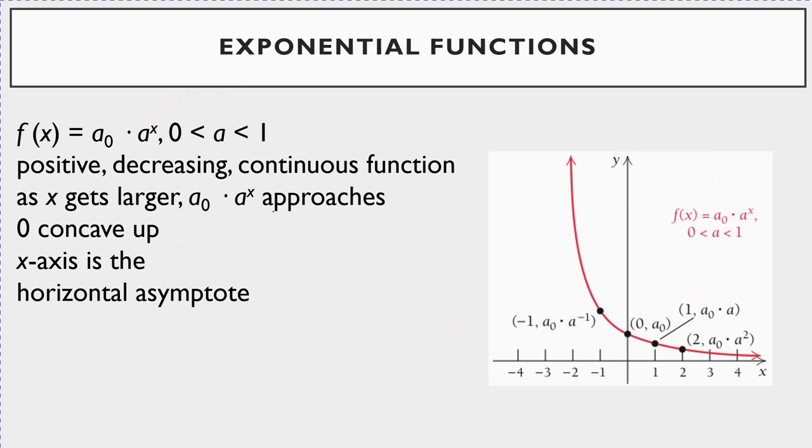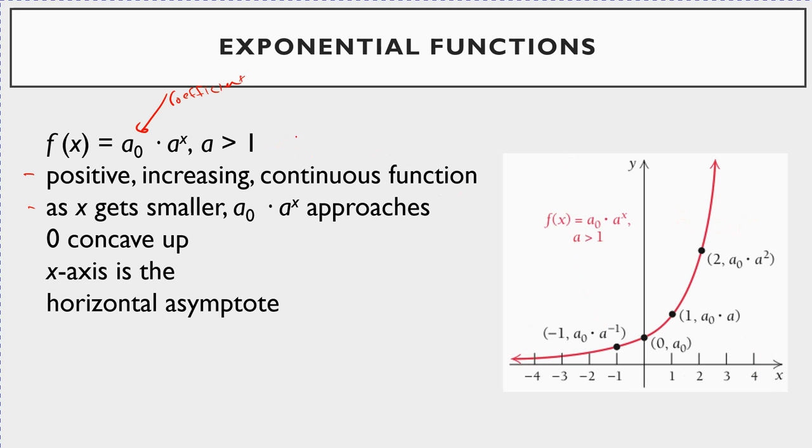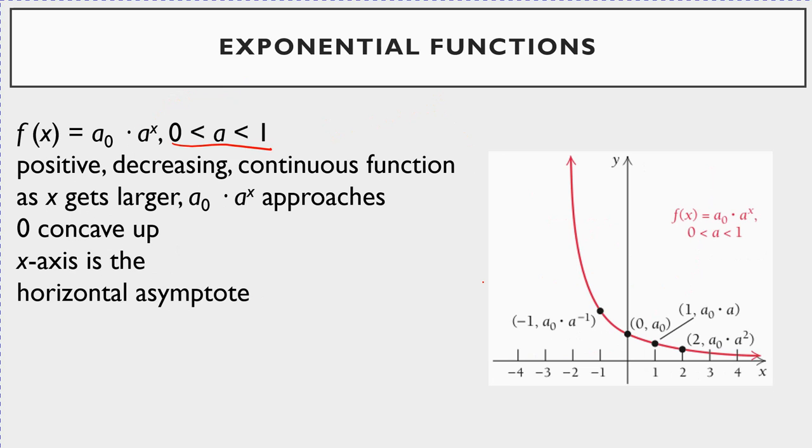The flip side is if a is between 0 and 1, so it's like a fraction. Let me go back for a second. Something like 2 to the x, the graph would look something like this. But if a is between 0 and 1, it's a positive, decreasing, continuous function. As x increases, the graph approaches 0, so it has this horizontal asymptote at the x-axis, and it's just the flip side. In this case, when x takes negative values, the graph shoots up.